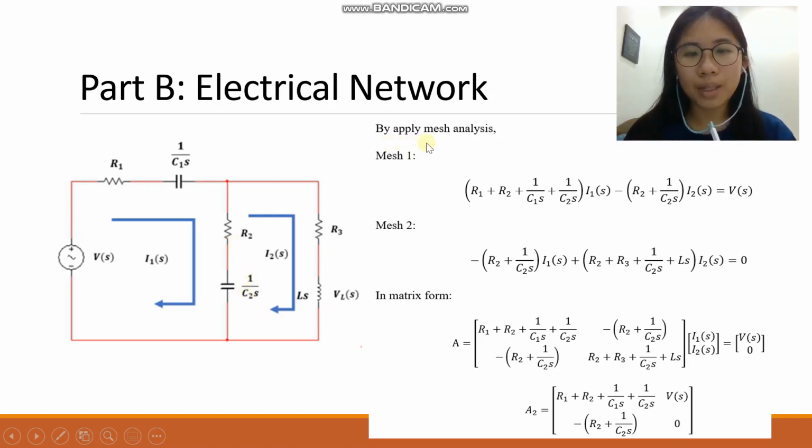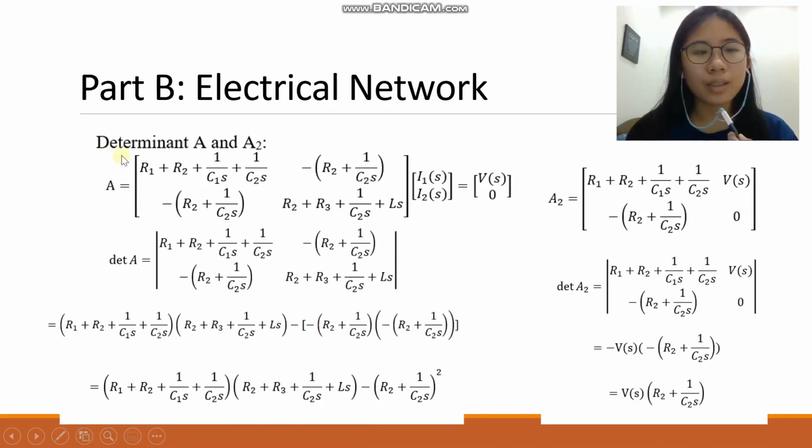By applying mesh analysis and using Kirchhoff's law, the equation for mesh 1, loop 1 is right here, and the equation for loop 2, mesh 2 is right here. So we arrange both equations in matrix form as shown here. To find the determinants A and A2, the equation is calculated using the matrix loop, and we get the answer.